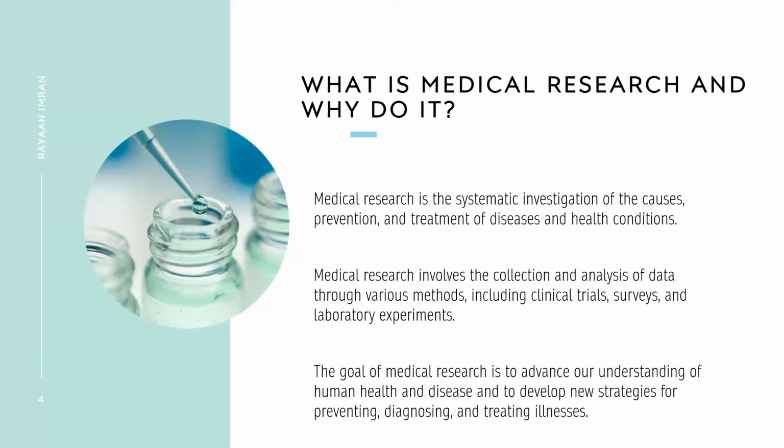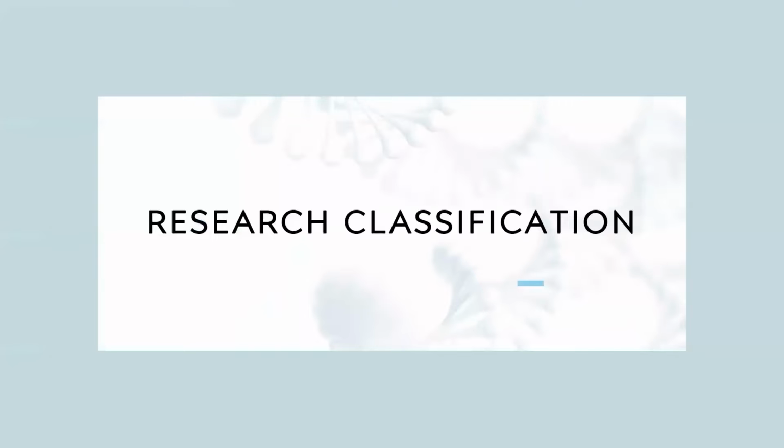So moving towards the next part. We're going to look at the classification of research. Articles come in different kinds. There are different types of them. How do you find out which one you need to do? And of course, in this session, we're going to focus more heavily on the basic ones.